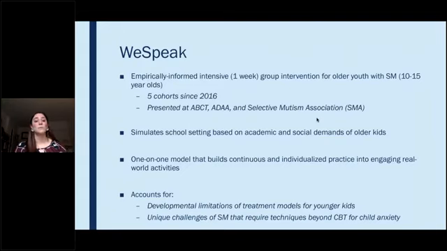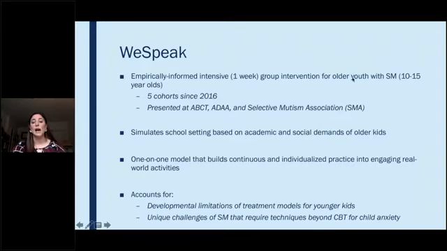So I decided that it was really important, and there was a really high need, to adapt this model for younger kids to an older group of kids with SM or a history of SM. And thus I created We Speak, which is an empirically informed intensive group intervention for older youth with SM between the ages of 10 and 15. And I've run 5 cohorts of We Speak since 2016. The results of We Speak and the program components have been presented at ABCT, ADAA, and the Selective Mutism Association.